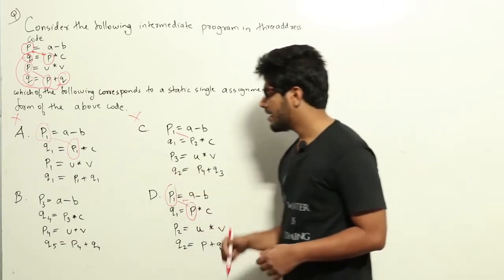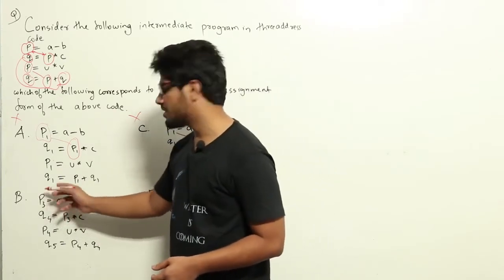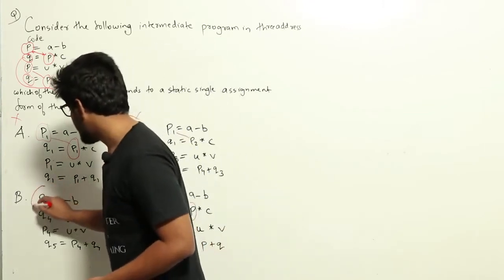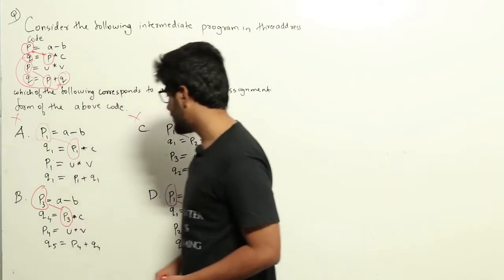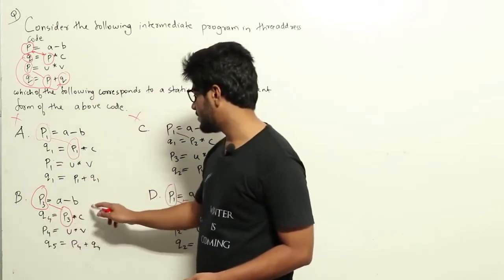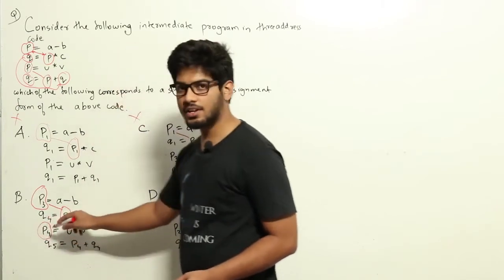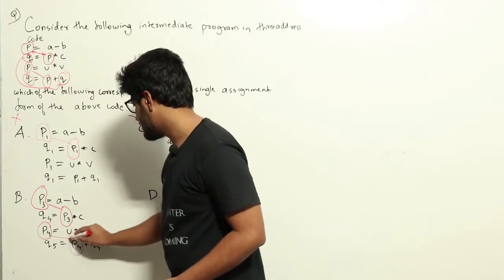Now let's look at B. P3 equals A minus B. This is perfectly fine. We can use any number. We can use P3. There's no rule saying that we have to start with P1 or something like that. So P3 equals A minus B. P3 and P3, the name is the same. After that, Q4 equals P3 into C. That's fine. Then P4. See, we are assigning P again and we are using a new name here. This is fine. After that, P is used here and these two names are the same.